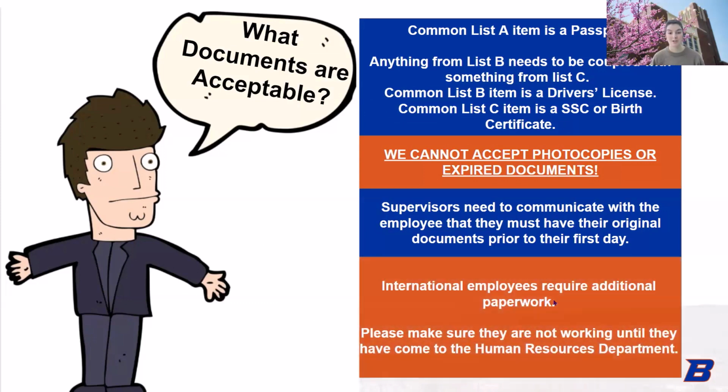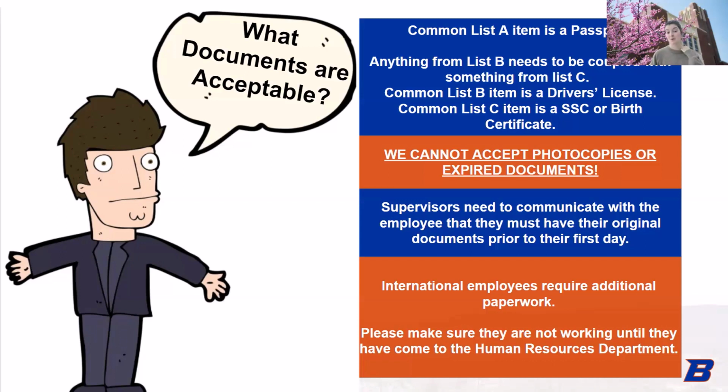Once again, I cannot stress this enough. We cannot accept photocopies, pictures, or expired documents. Please, please, please make sure that you are telling that to your student employees. Oftentimes, if they are from out of state, they may not have those documents on hand. Sometimes parents can be a little hesitant to send it to them, but ultimately we have to have those original physical documents. That is not a Boise State rule, that is a federal Department of Homeland Security rule. So please make sure that you're communicating that to your staff before you send them over.